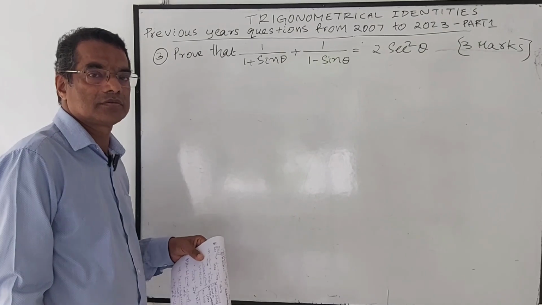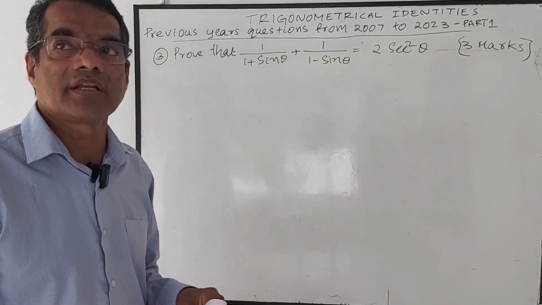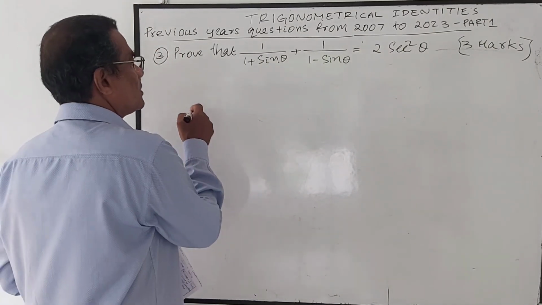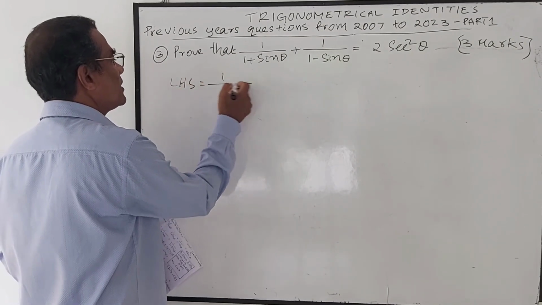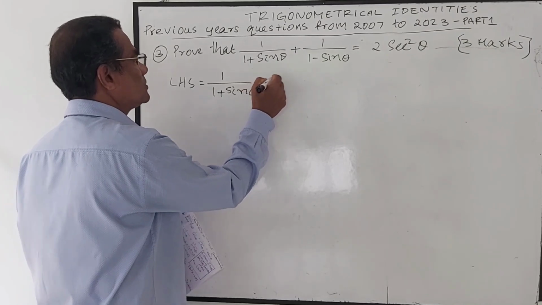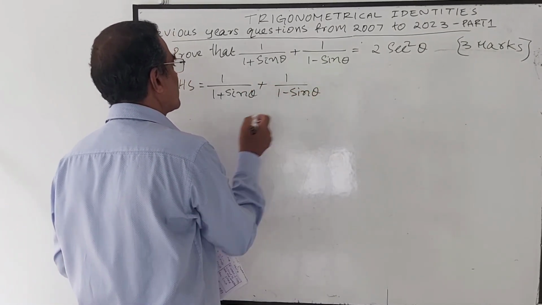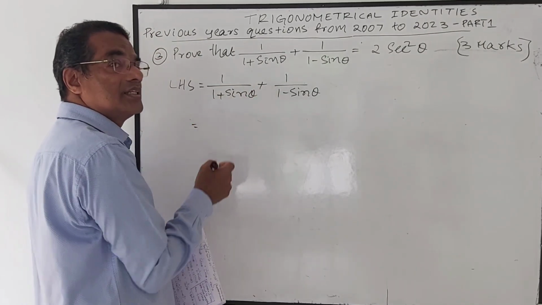The third question: 1 by 1 plus sin theta plus 1 by 1 minus sin theta equal to 2 sec square theta. Left hand side equal to 1 by 1 plus sin theta plus 1 by 1 minus sin theta. Let us add these fractions.